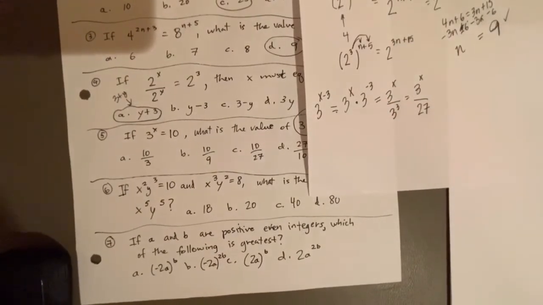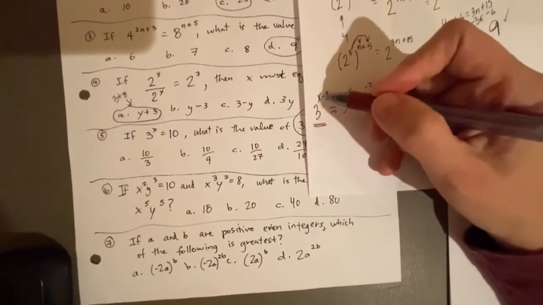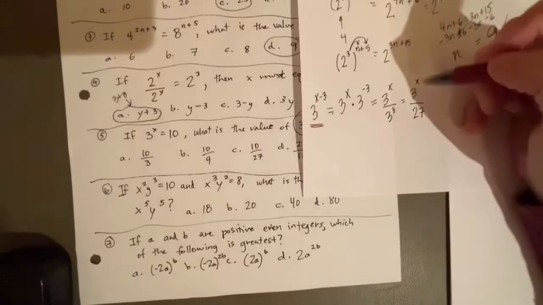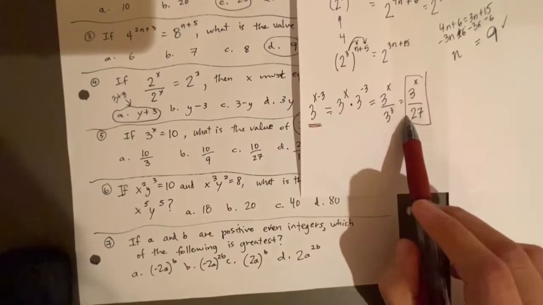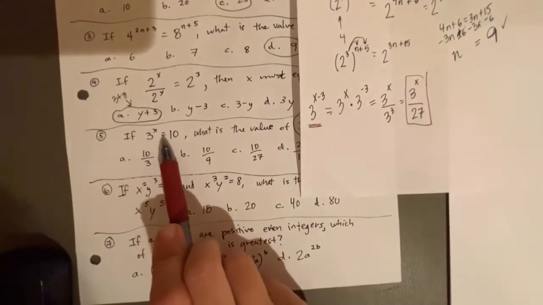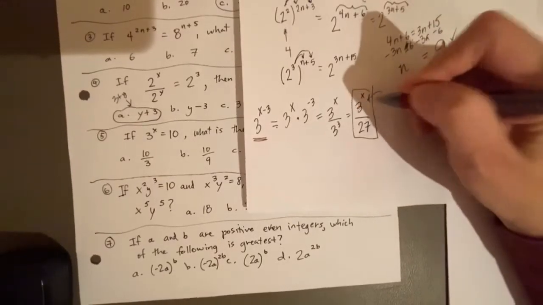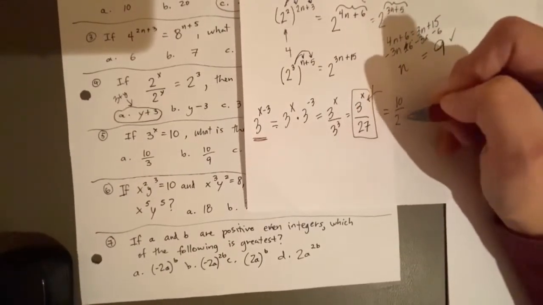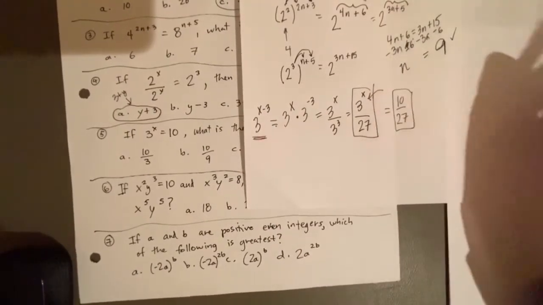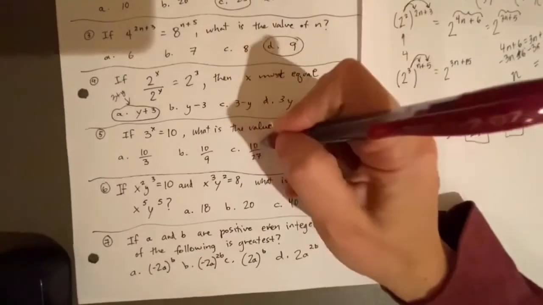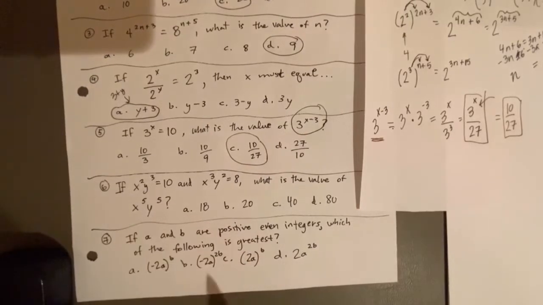So now they're asking, what is the value of this? 3 to the power of x minus 3. Well, we notice that that is equal to this. And we've also been given a clue. We've been told 3 to the power of x happens to equal 10. So by substitution, notice I can substitute in a 10. So the value of this is 10 over 27. And that's one of my choices. Let's do the next one.